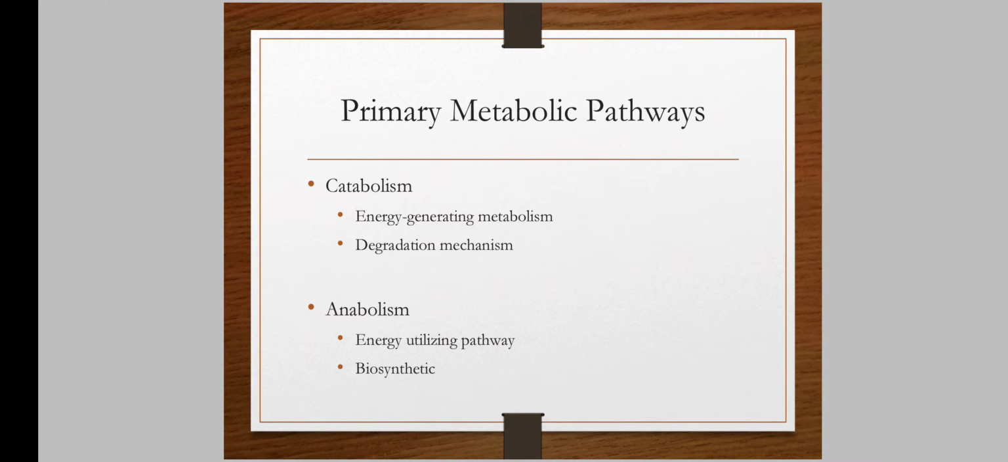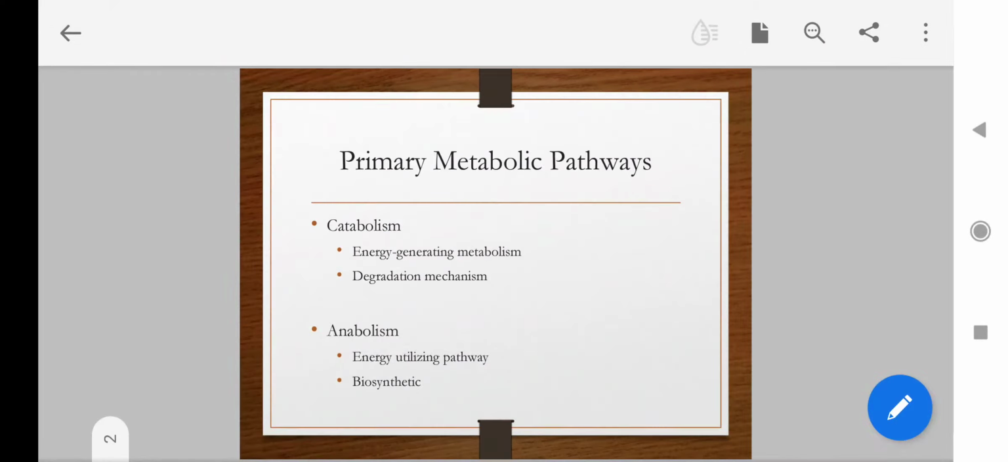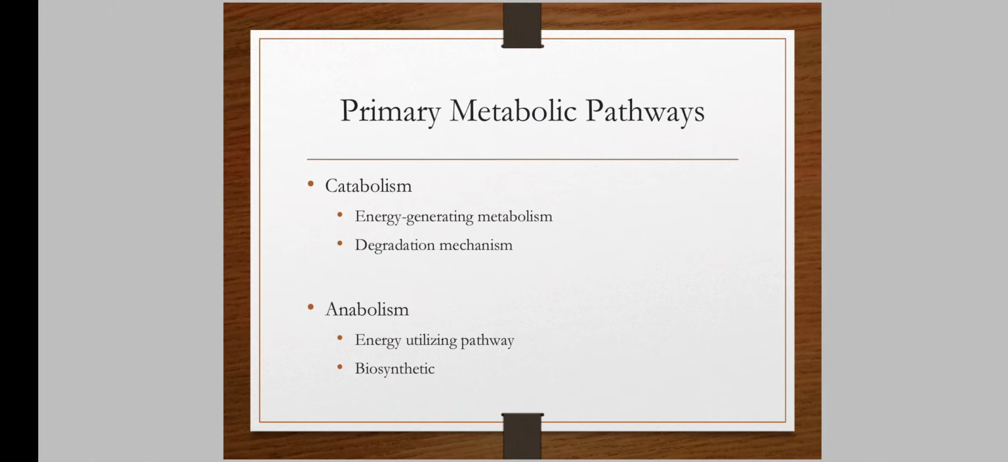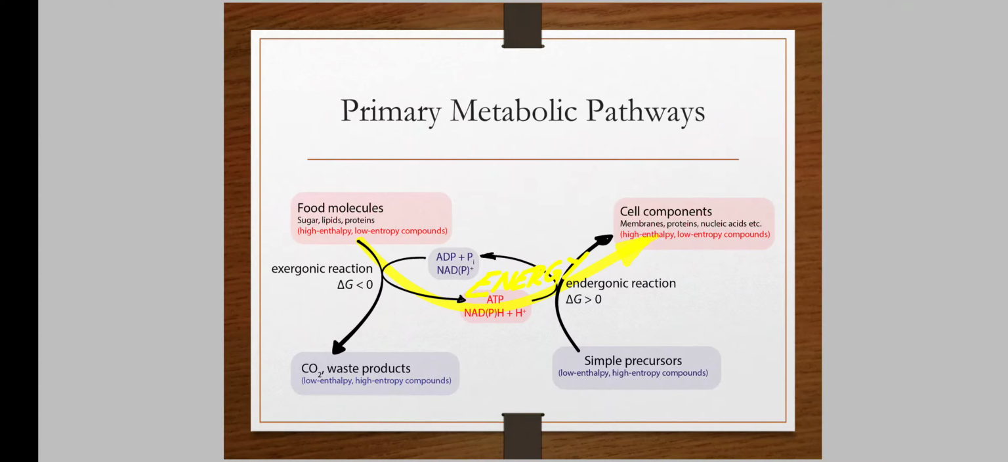You have catabolism and anabolism. Catabolism is an energy generating pathway, so you degrade large molecules into smaller molecules, whereas anabolism is an energy utilizing pathway. So you use energy to synthesize. It's biosynthetic, so you synthesize large molecules from smaller ones. An example of catabolism is aerobic respiration, whereas DNA synthesis is an anabolic pathway. So this is one way to look at it.